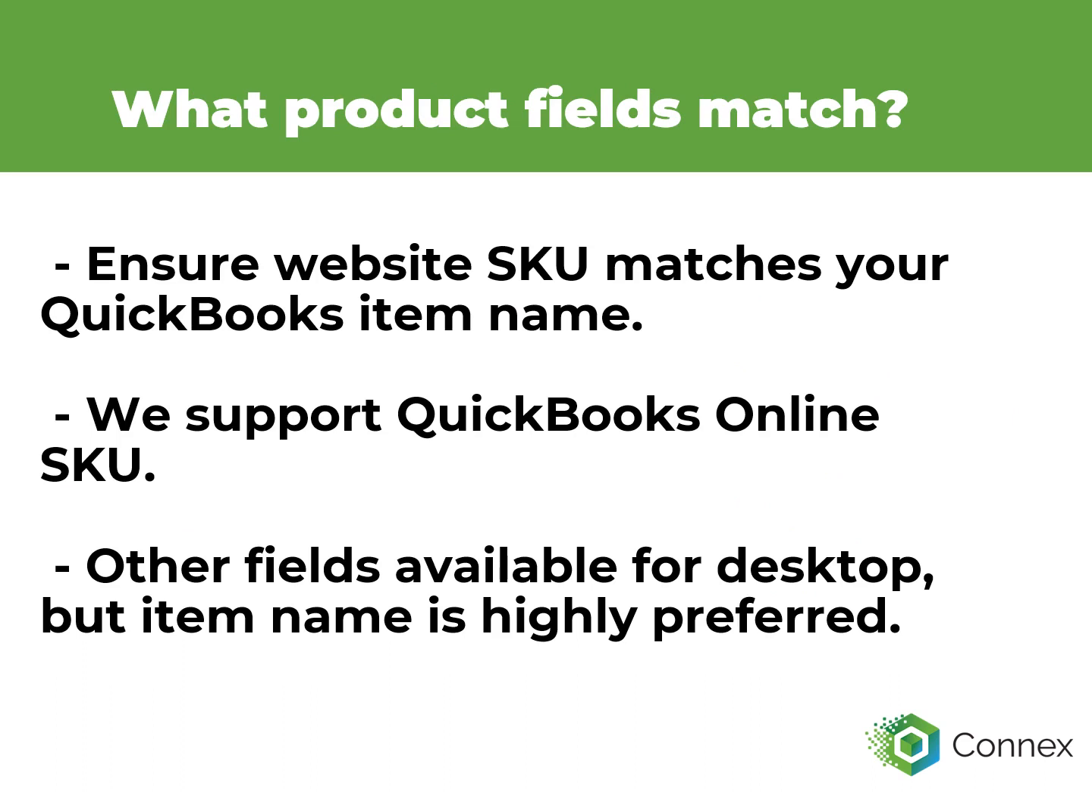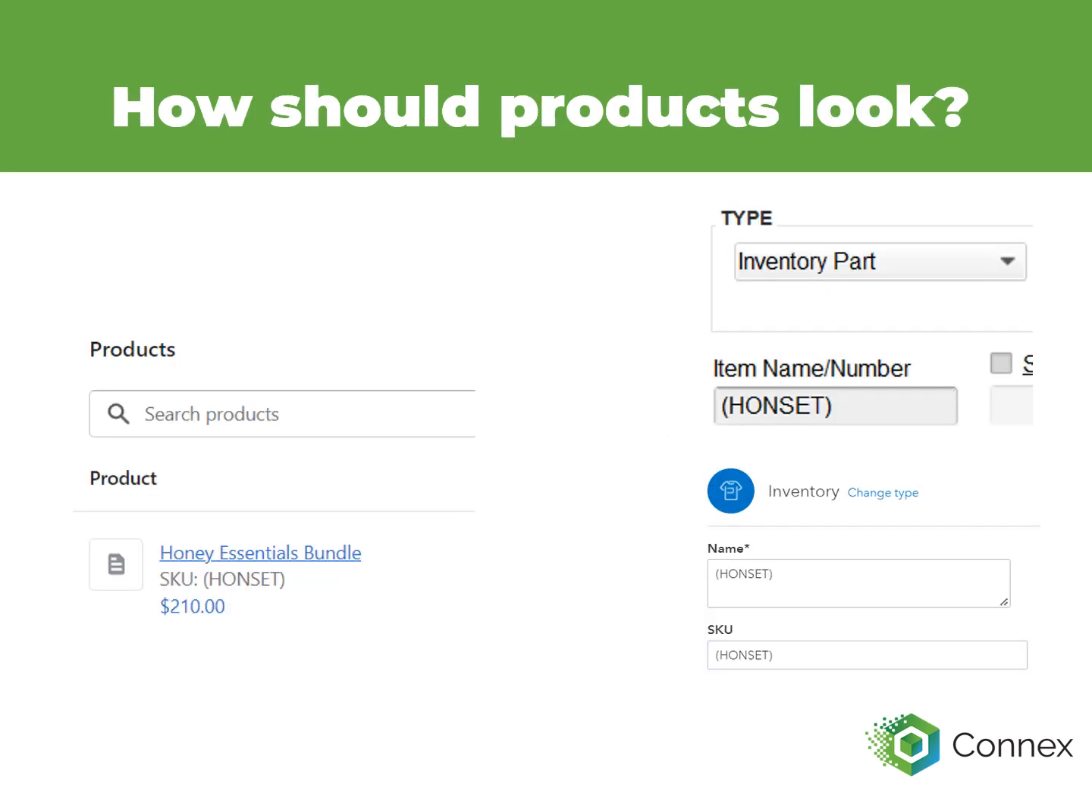I highly recommend matching your website SKU to your QuickBooks item name. There are some other fields you can use, including QuickBooks Online SKU, QuickBooks Desktop Manufacturer Part Number, but the QuickBooks item name is the preferred field. It's unique. It's like a social security number. You can only have one product with the same name. And here's how the products match.